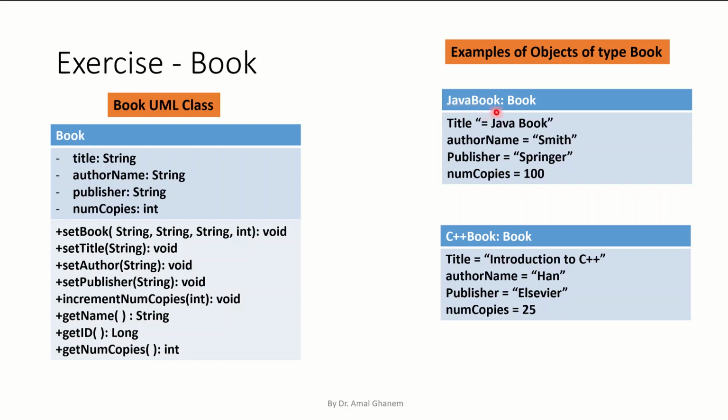Now, just like examples of objects, you can say I have Java book. This is the object, and it belongs to the book class. We have title, and between double quotation I will have the name. Author name, between double quotation I will have the name. Publisher, number of copies. We have again C++ book, which has a title, an author name, publisher, all of these between double quotation because they are strings, and number of copies as an integer.